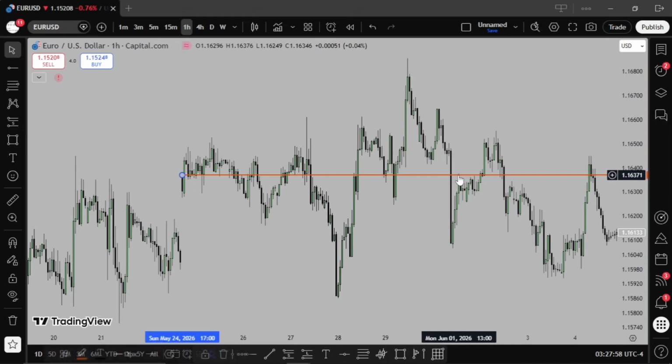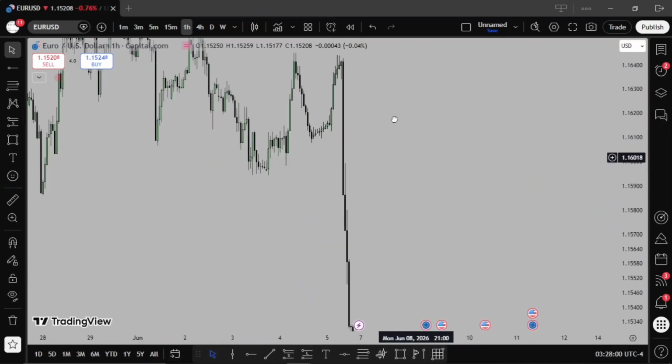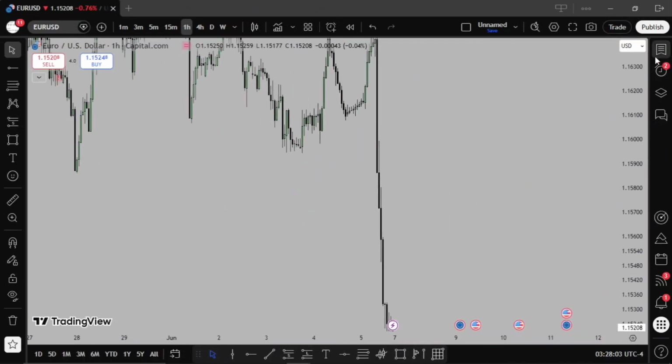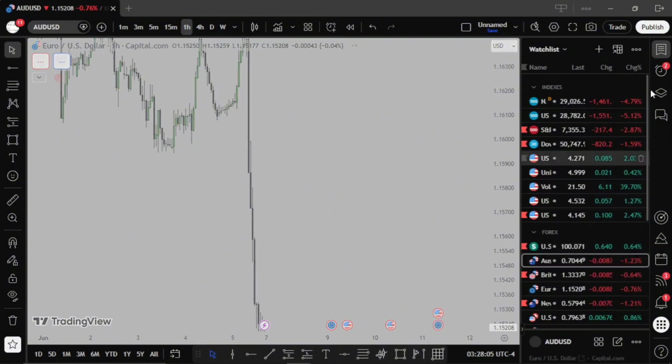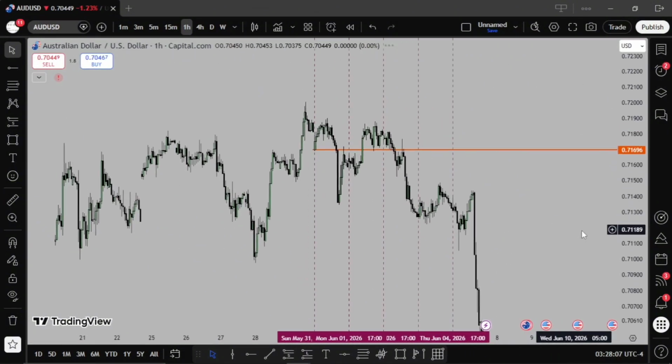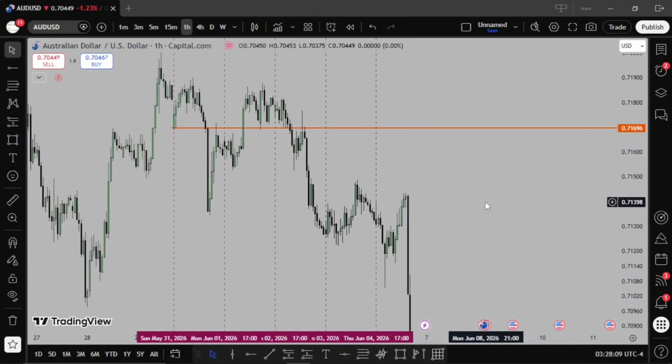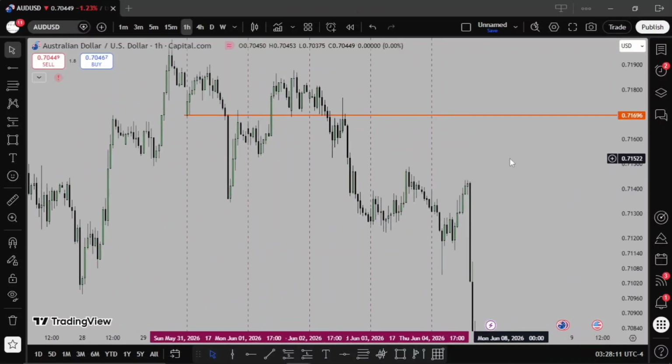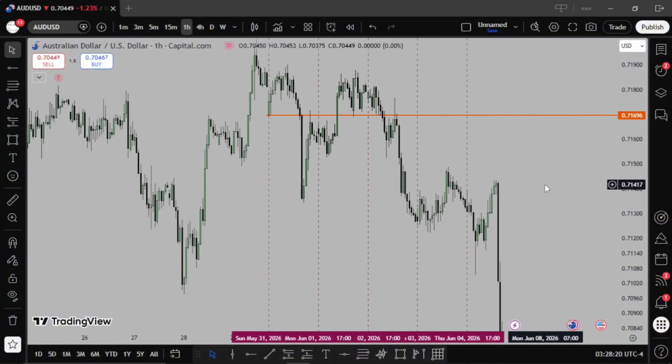So that is it. You want to have your Sunday opening price up to Thursday. Price should not trade above the Sunday opening price on Thursday. If you're looking for bearish markets, or you're looking for bullish, you don't want to see price go below that on a Thursday. This is very, very specific.